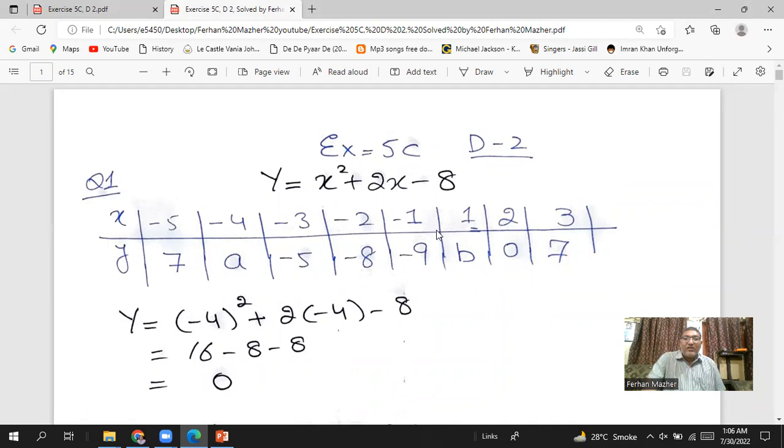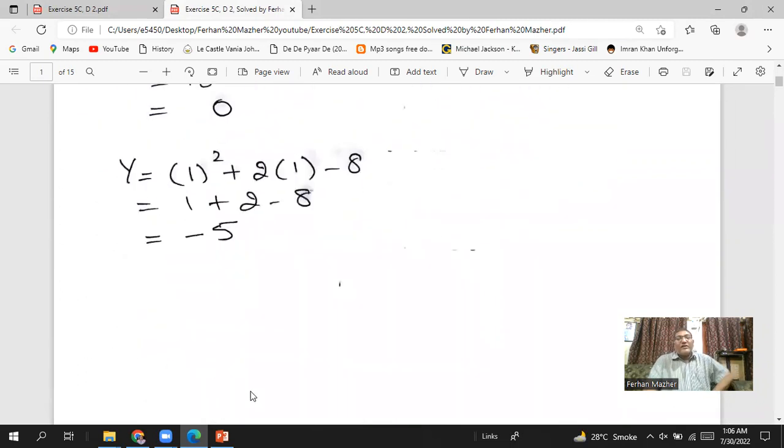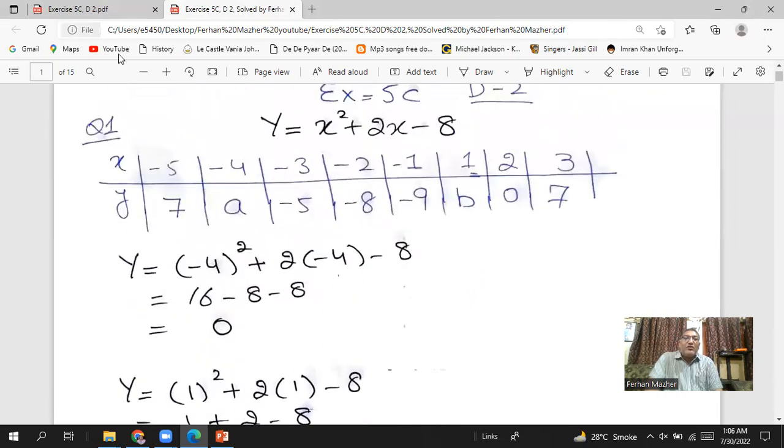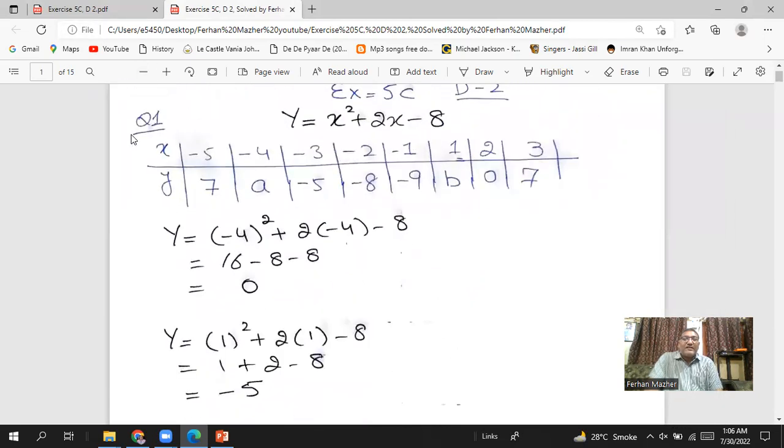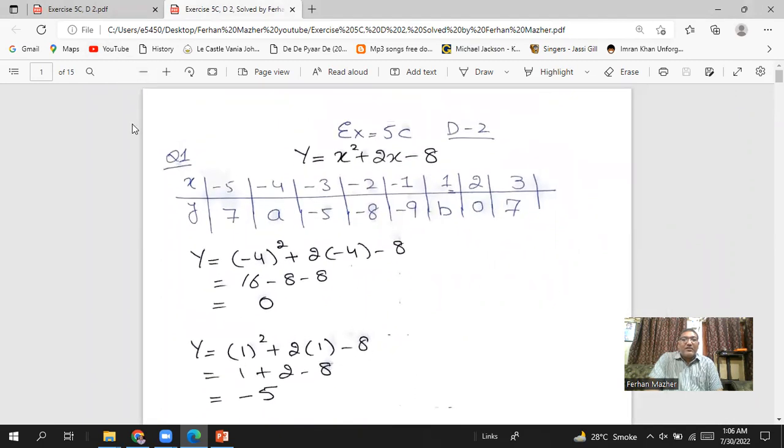Now I want to find out the value of b. So in this equation, in the place of x, I will put 1. In your calculator, you will enter bracket start 1 bracket close squared plus 2 bracket start 1 bracket close minus 8 equals, and that will be minus 5. So the value of a is 0, and the value of b is minus 5. Now you can see the whole a part of that question, in which we have to find the value of a and the value of b, and this is how you will find these values.